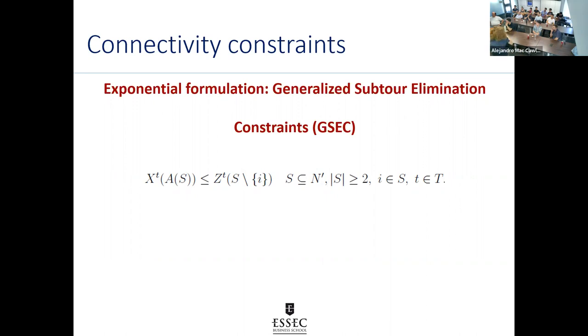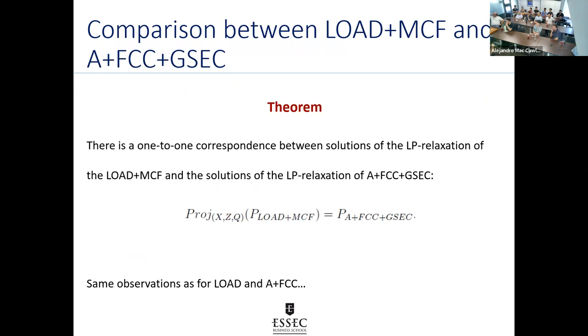Okay. And then what we did, similar to what we did before, was comparing the two ways of formulating connectivity constraints. And not surprisingly, we obtained exactly the same. So again, if you take the load or the strengthened load formulation and you add on top of that the multi-commodity flow, you obtain a polyhedron in which, if you project out the L and the F variables, you obtain the polyhedron given by the formulation with fractional capacity cut and generalized subtour elimination constraints. So the value of the linear relaxation is exactly the same.